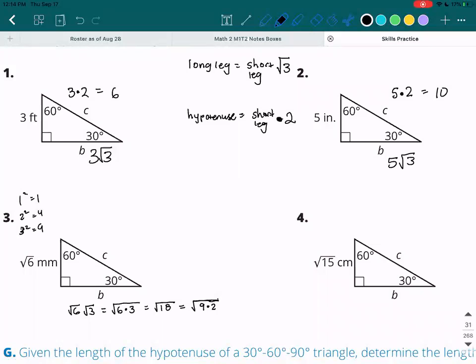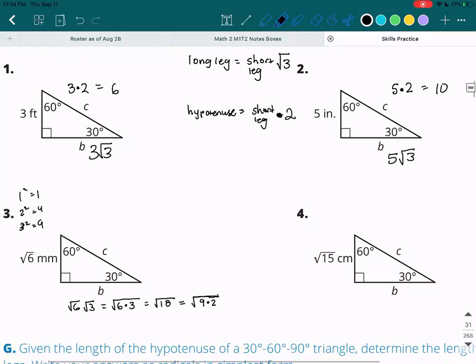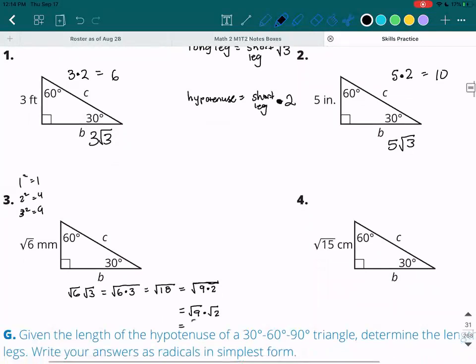I know this is getting slightly more complicated, but it still should be review stuff, things you've seen before, even if you've forgotten it. So 18 is radical 9 times 2. And so this is radical 9 times radical 2. We're just separating it out now. And this is equal to 3 radical 2. So all in all, we simplified our long leg to be 3 radical 2.